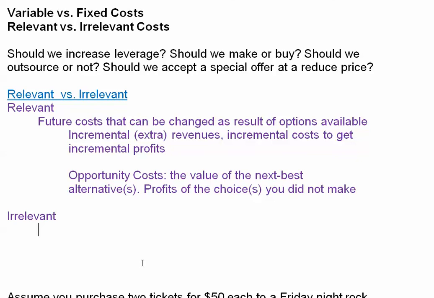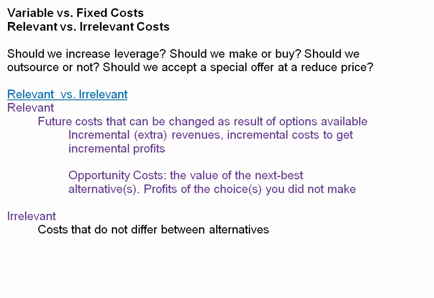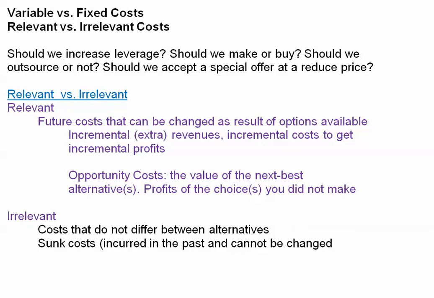Now, irrelevant costs are costs that do not change or do not differ between the alternatives. As far as the hard part, I mentioned this earlier, you've got to figure out what costs are the sunk costs. They basically are costs that have been incurred in the past and cannot be changed, whether you take on alternative A versus alternative B.